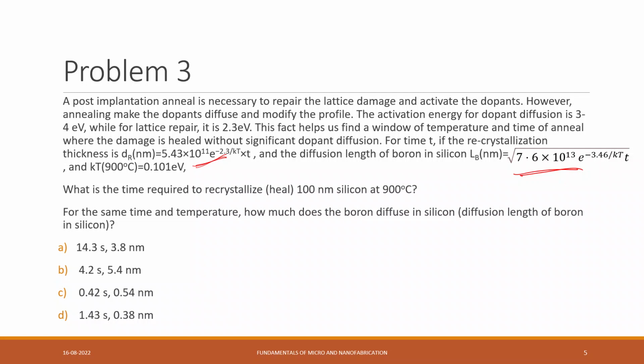So what you have to find first is the time required to heal or recrystallize 100 nanometer of silicon at 900 degrees Celsius, and at the same temperature, we have to see how much boron diffuses in silicon. I will also calculate together. You all can try.